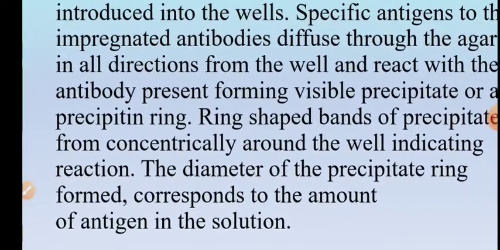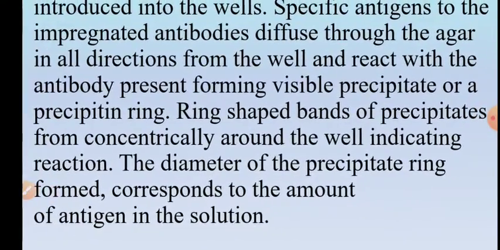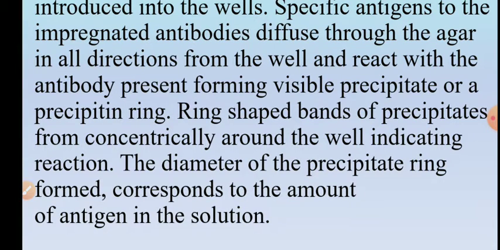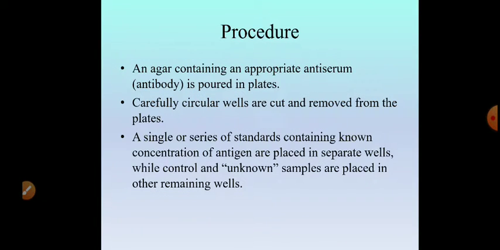Specific antigen to the impregnated antibodies diffuse through the agar well in all directions and react with the antibody present in the gel, forming a visible precipitate or precipitin ring. Ring-shaped bands of precipitates form concentrically around the well, indicating the reaction. The diameter of the precipitin ring formed corresponds to the amount of antigen present.